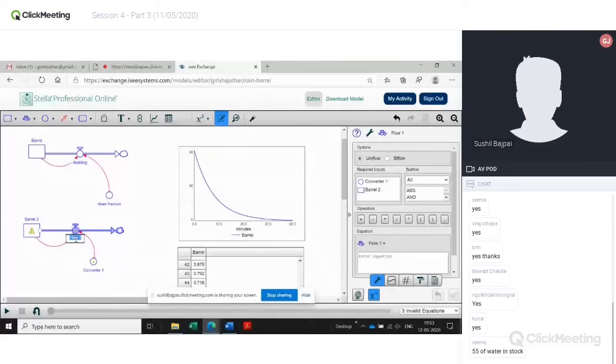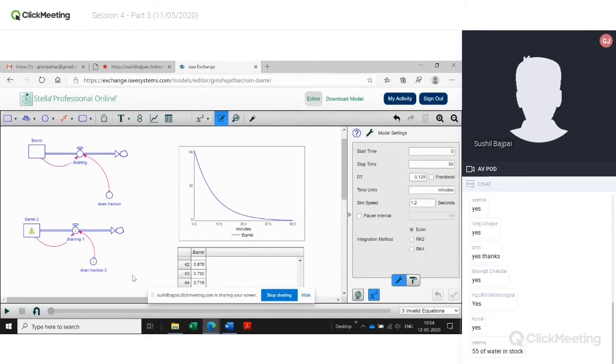So basically, when the barrel is full, there are 60 liters of water, with 5 liters that will remain after the draining is done. Okay. And that means there are how many liters of water in the barrel which will be drained out? If somebody can tell us. Yeah, 55 liters of water is there which will drain out.